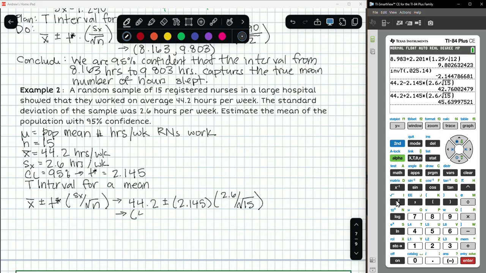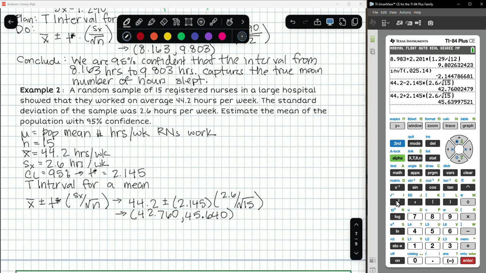So we get 42.760 to 45.640, and 44.2 sits right in between that. So that is perfect. I'm going to skip the conclusion here. We know what it should sound like. We are 95% confident that the interval from 42.76 hours to 45.64 hours captures the true mean number of hours per week that registered nurses work.